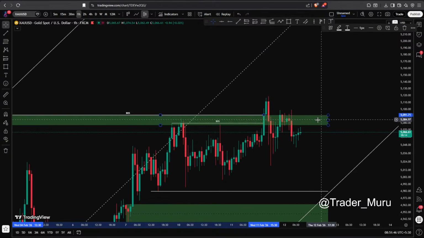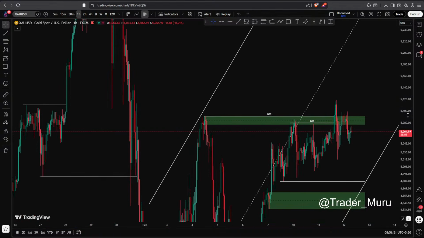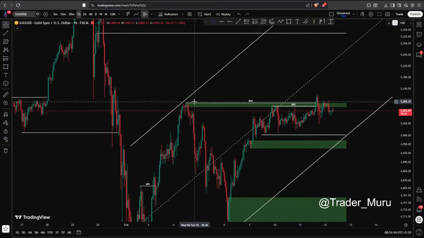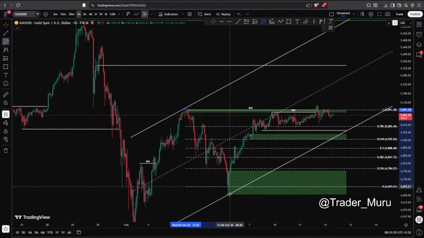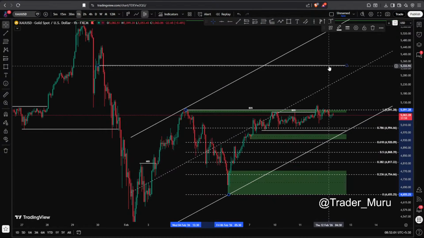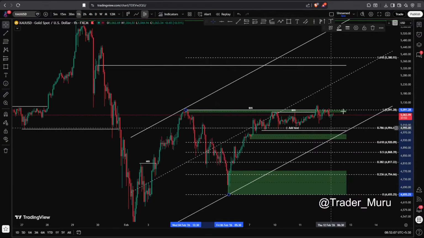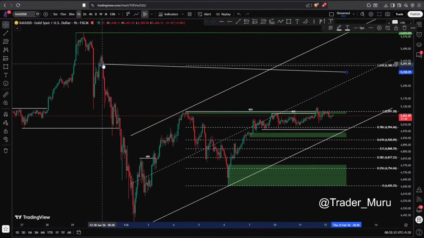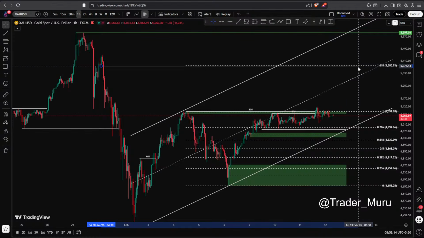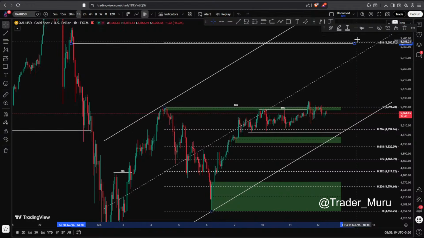Once it flips, you can go long over here, and the target will be first this high, then second will be the 1.618 area of this full rally. So it will be around 5380 here, near this one, this order block, highest candle. So once this flips, you can expect it to rise towards this high.